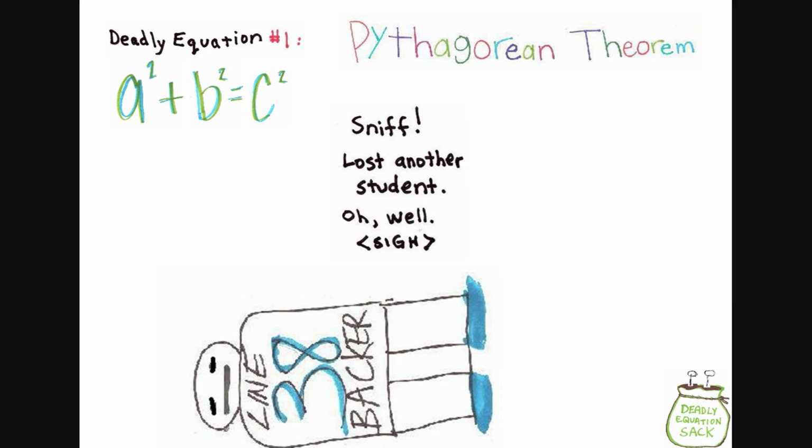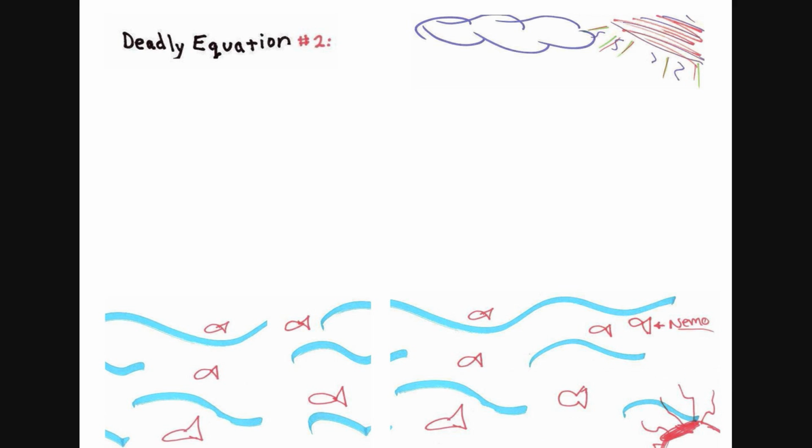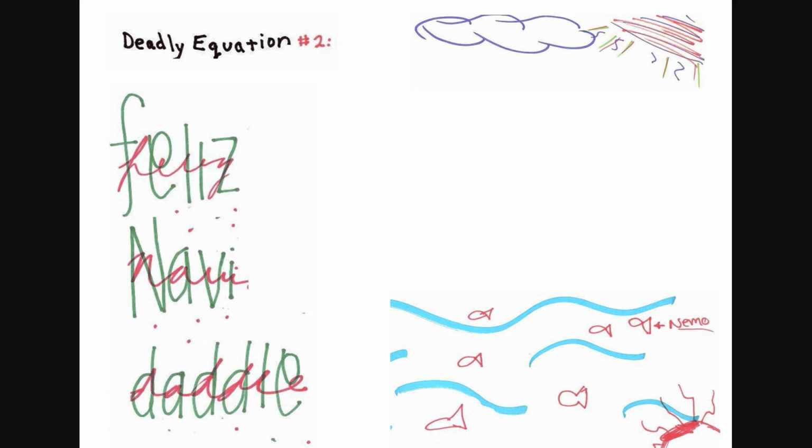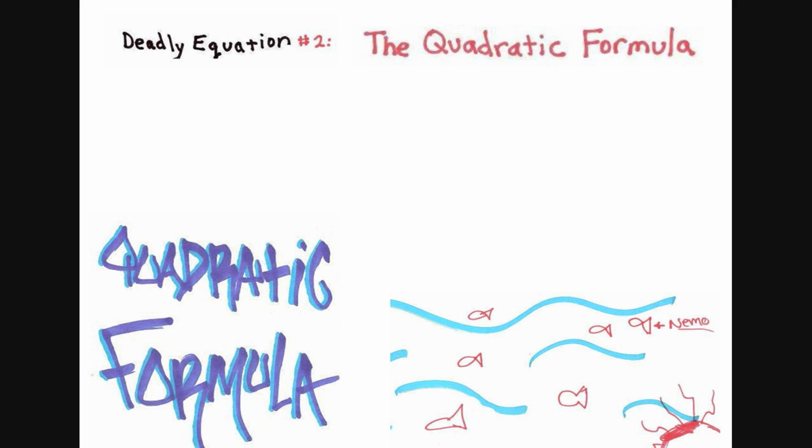Looks like we've lost another student to another deadly equation. Fortunately, we have plenty of students left. To find our second contestant, we must sail to the island of Feliz Navidad and wait for the quadratic formula monster to come out of its lagoon. Hopefully we won't have to wait too long, because we promised Ms. Williams that this presentation would be under 3 minutes.